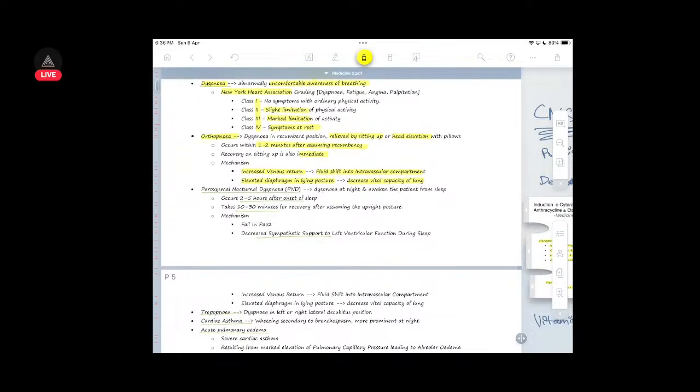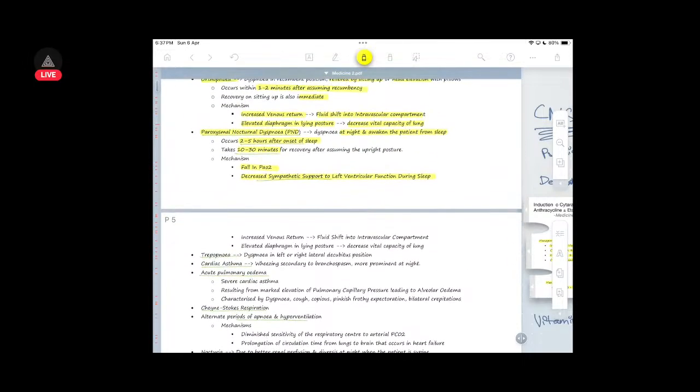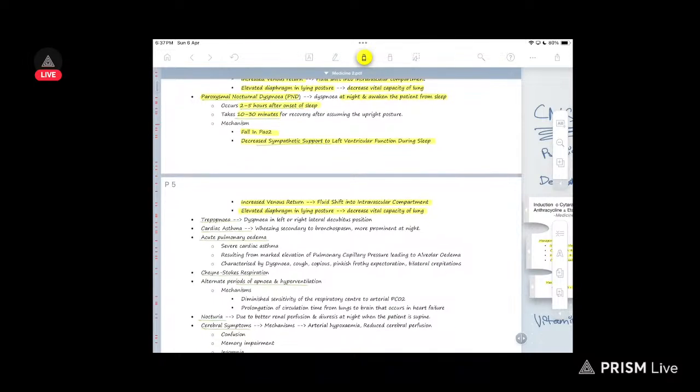capacity of the lung. Okay, then you have paroxysmal nocturnal dyspnea, which awakens the patient from sleep 2 to 4 hours after sleep and lasts 10 to 30 minutes. There is decreased sympathetic support to the left ventricular function during sleep, and a fall in partial pressure of oxygen. Venous return is increased, fluid shifts into the intravascular compartment, and the diaphragm is elevated in the lying position, decreasing vital capacity of the lung.